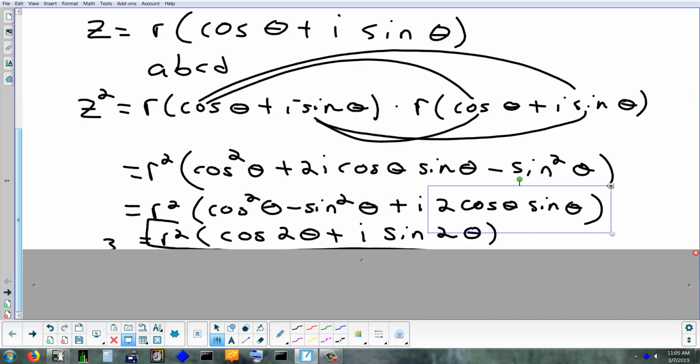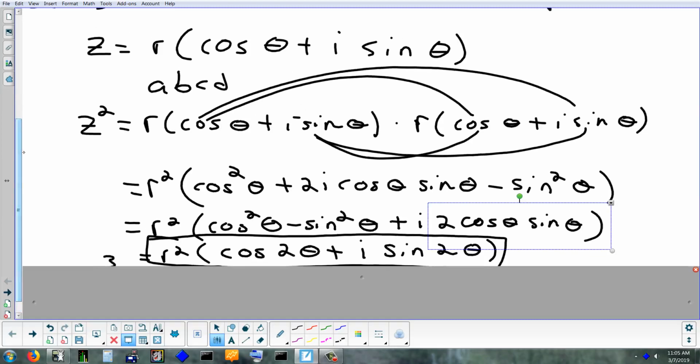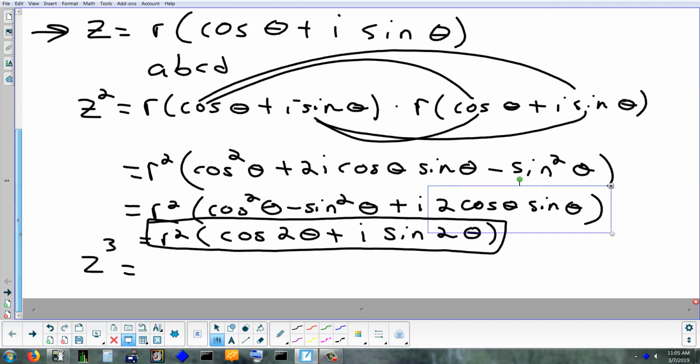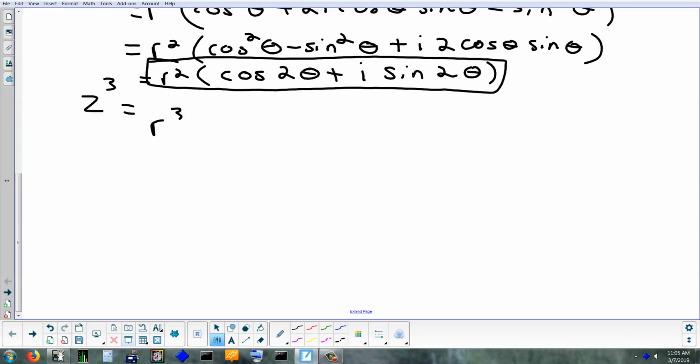That is what you get when you take the original number you had right here and square it. So when you square it, you get r squared cosine 2 theta plus i sine 2 theta. We didn't prove anything, but we're just generalizing that. Does anyone have a guess what you would get if you were to cube it? R cubed cosine 3 theta plus i sine 3 theta. That's what you would get if you cubed it.